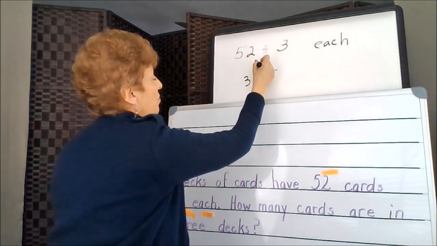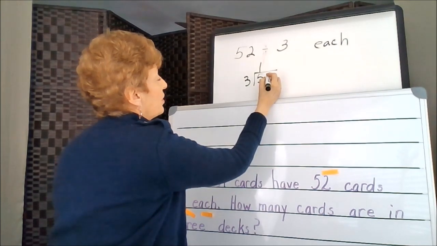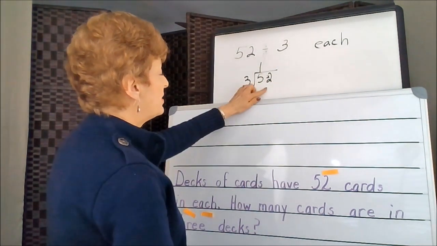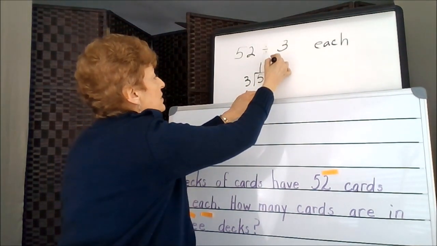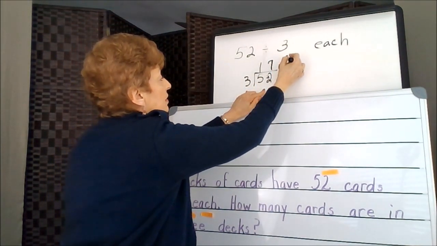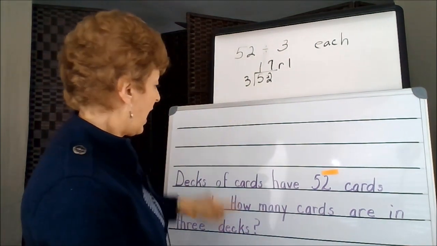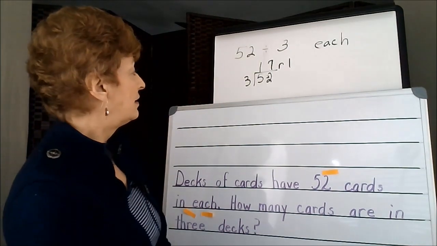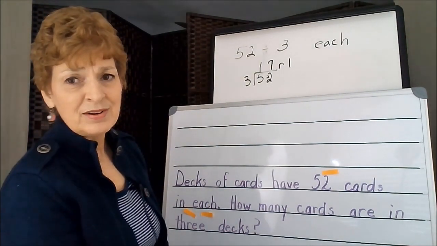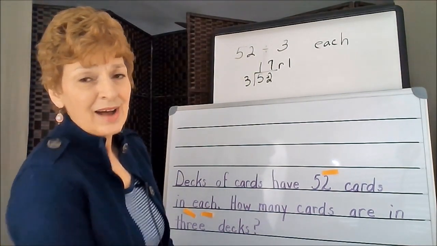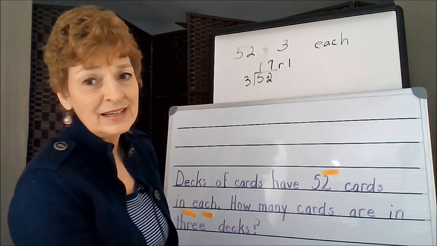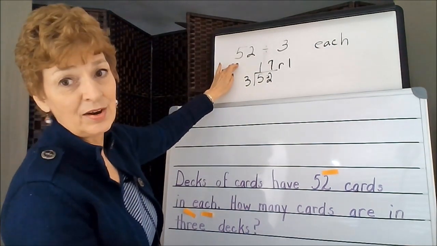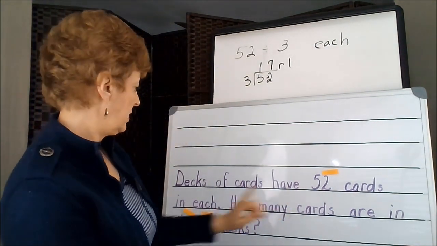3 goes into 5 one time with 2 left over. That would make this a 22. 3 goes into 22 7 times with the remainder of 1. How many cards are in 3 decks? 17 with a remainder of 1. How could there be 17 cards in a deck, or in 3 decks, when they've told us that there are 52 in each deck?